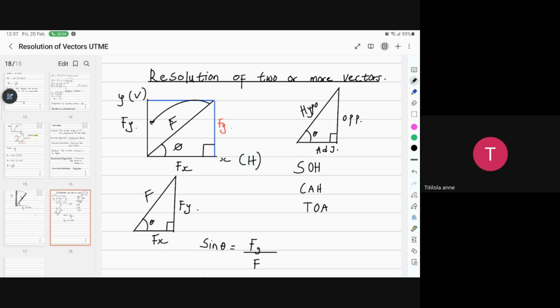Anytime it is inclined at an angle, what you want to do is to push the force up, vertical, or push it down, horizontal, so that it lies on the X and the Y plane.